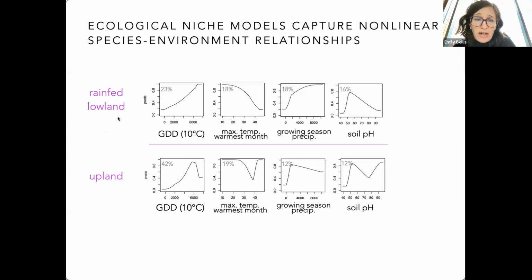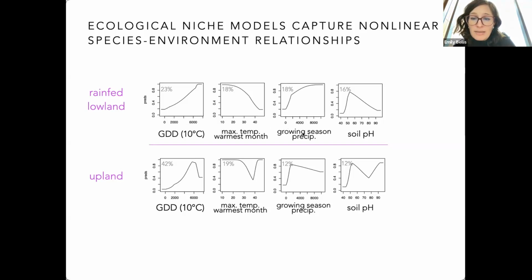And just to show you here for rain-fed lowland, growing degree days was the most important variable for that habitat suitability model. And you can see higher habitat suitability as growing degree days increase. Max temperature of the warmest month, we're using that to capture heat stress. As it gets hotter, habitat suitability decreases.